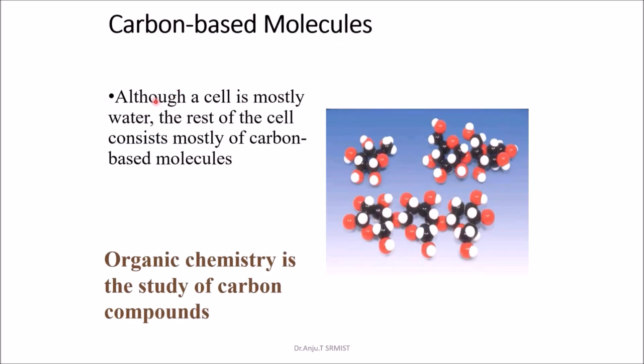When we learn about the chemical makeup of a cell, we see that 70% of it is water and the rest of the cell mostly contains carbon based molecules. That is why biochemistry is a branch of organic chemistry. Organic chemistry is the study of carbon compounds.